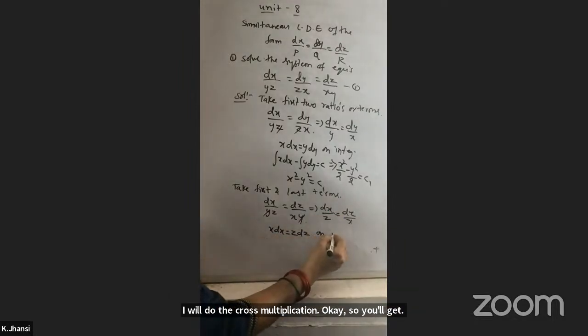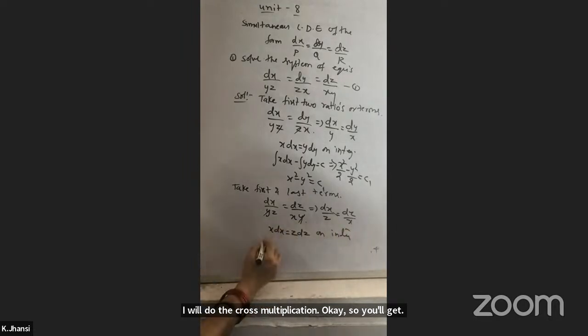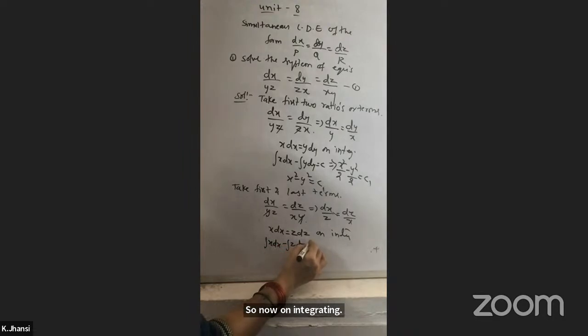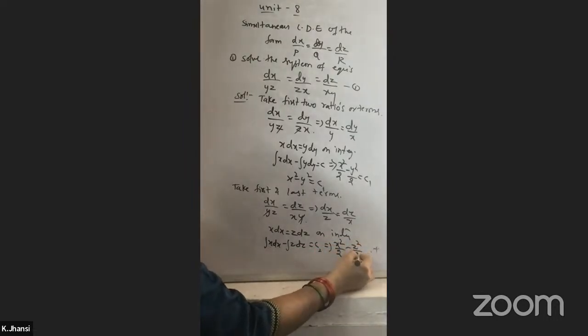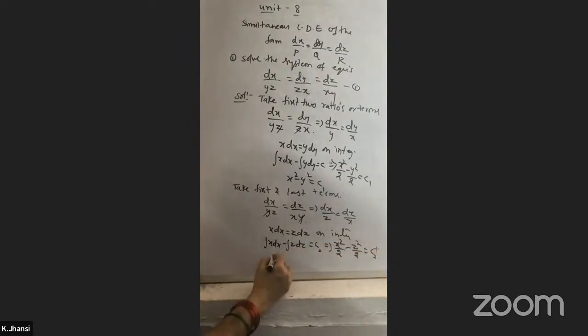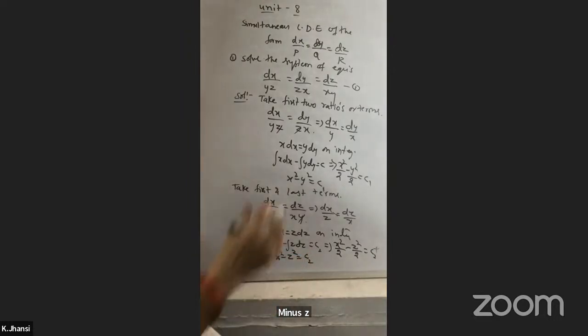So now on integrating, integration of x into dx minus z into dz is equals to c. Here it is c2. Implies x square by 2 minus z square by 2 is equals to c2. That is x square minus z square equals to c2. Okay. So that is 1.